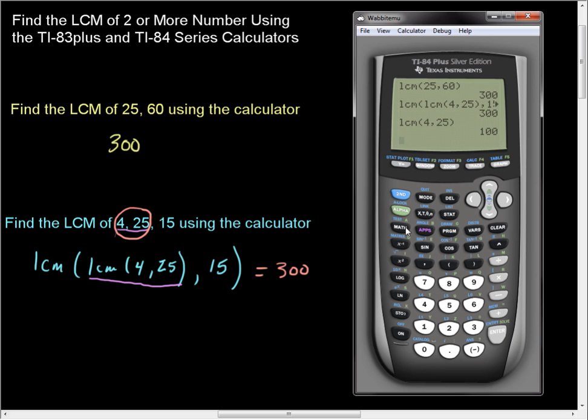Now what I'm going to do is take the least common multiple of that answer. Second, and your negative key is answer. Of that previous answer and 15, my third number, and I get 300. So either way works. As you're first starting out, the second way, using the answer system, might be a little easier for you. Try both. It's okay. It'll be all right.